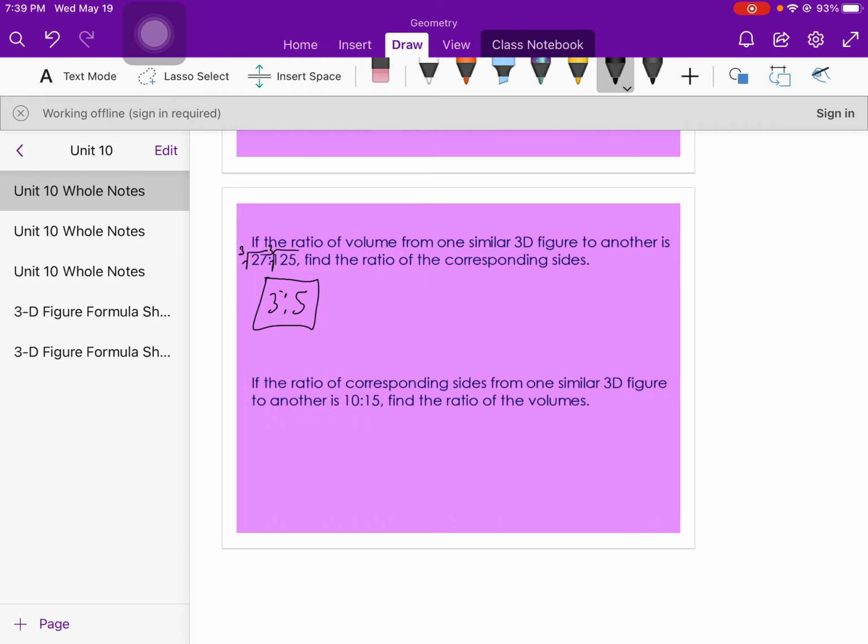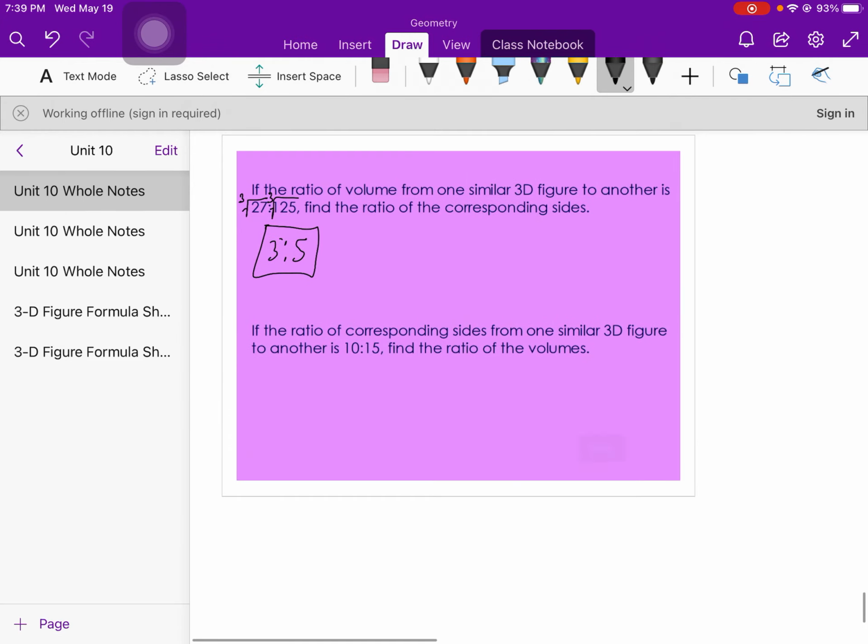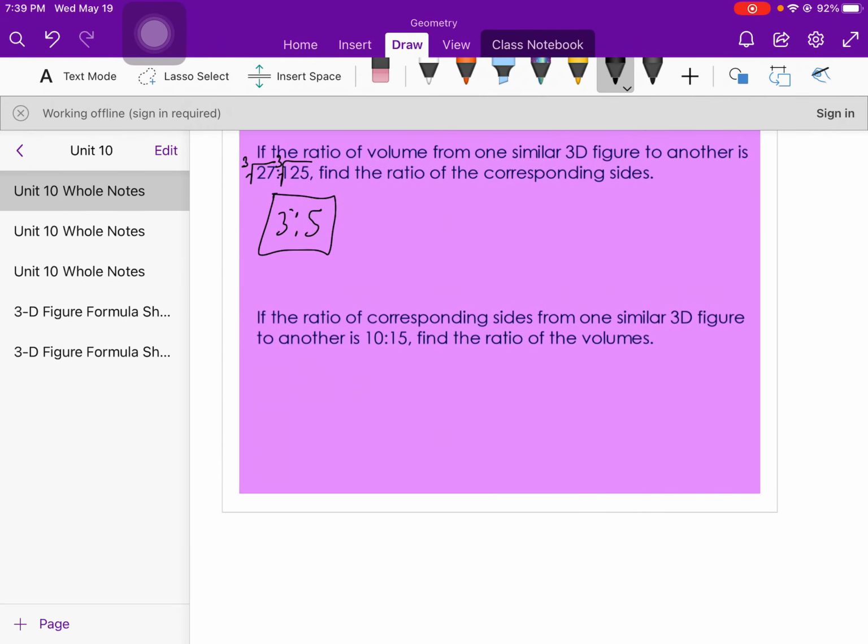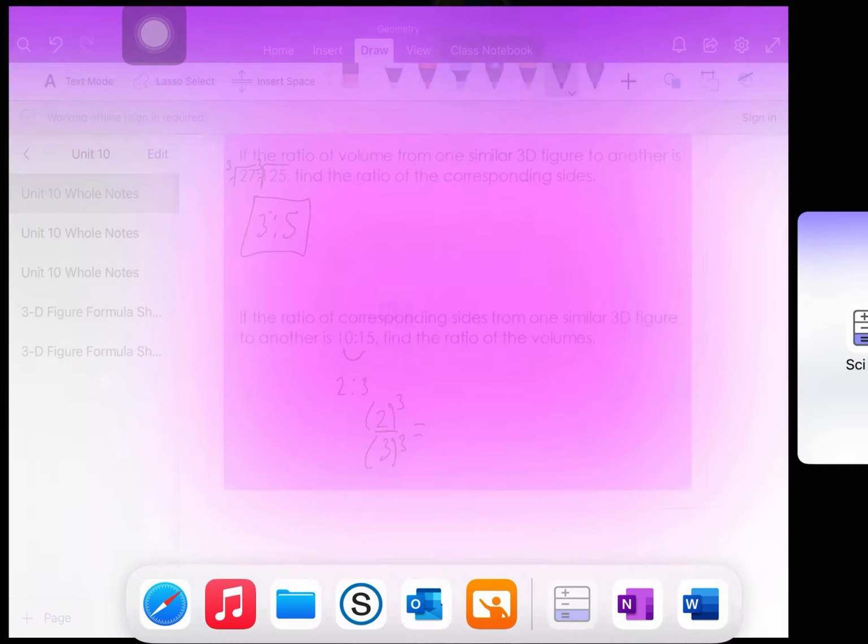The next one says, if the ratio of corresponding sides from one similar 3D figure to another is 10 to 15, find the ratio of the volumes. So this time it's giving us the side ratio. So we have to simplify this first. Hopefully it jumps out to you that that is not simplified enough. 10 and 15 both have 5 in common, so that would become 2 to 3. Maybe it would help if we wrote it as a fraction rather than a ratio, but it doesn't matter. So 2 to 3, now that's the sides, so we need to cube it. This time we do want to cube the ratios to get the actual numbers.